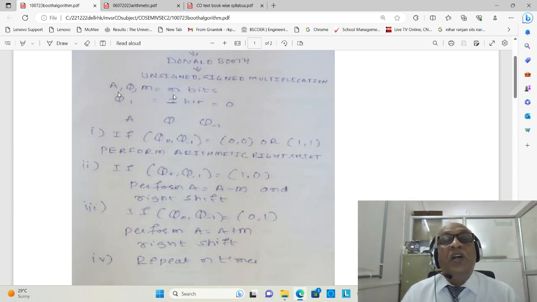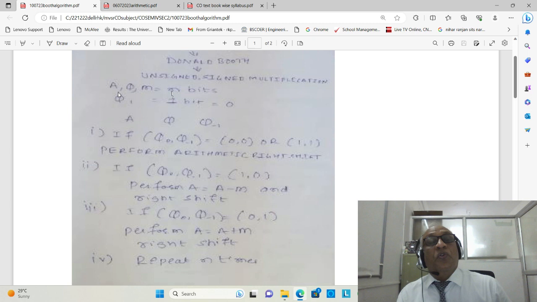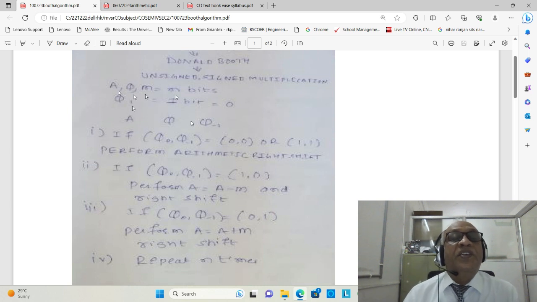Let us say 4. In our example, we have taken 4. So the value of n is 4. As the value of n is 4, the number of iterations will be 4. So Q1 is a single digit. One bit is required to represent it. I'll call it Q minus 1.